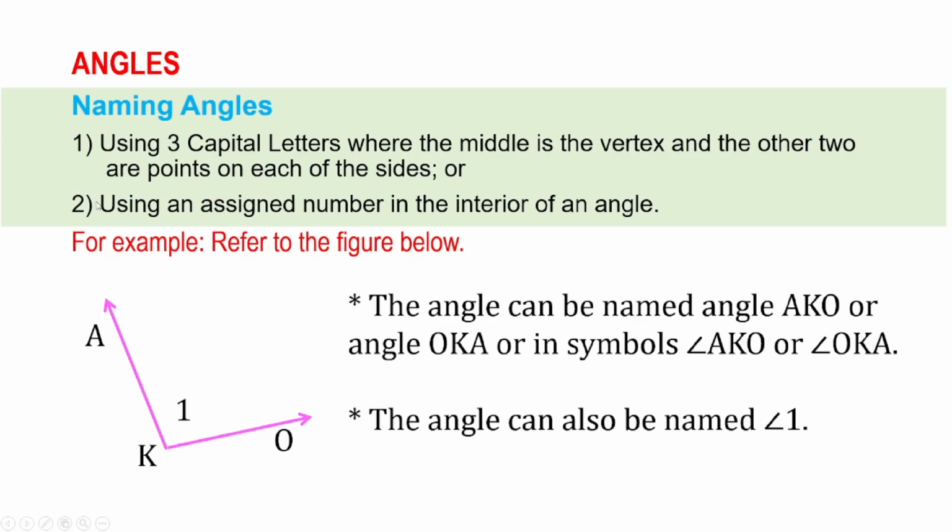And the other way of naming angles class is by using an assigned number in the interior of an angle. So for example, as you see here in the interior, there is this number 1. So with that, we can also name this angle class angle 1. Alright.